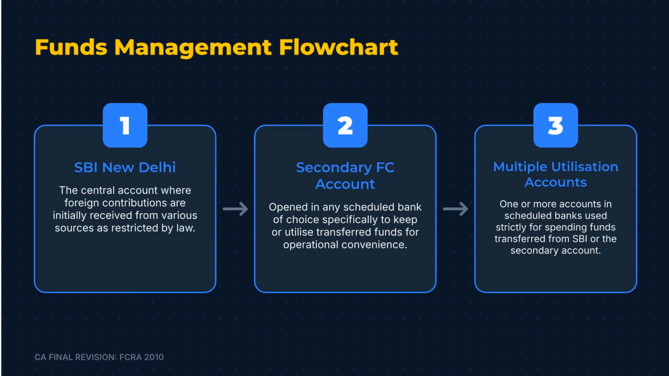Although all foreign contributions must initially reach the SBI New Delhi account, the law also provides operational flexibility. Once funds are received in the designated account, they may be transferred to another FCRA account maintained in any scheduled bank for keeping or utilization purposes. Further, one or more utilization accounts may also be opened in scheduled banks to facilitate spending. Thus, the law creates a three-layer structure. First, receipt through SBI New Delhi, transfer to a secondary FCRA account if required, and finally, utilization through designated spending accounts. This ensures both control and convenience.